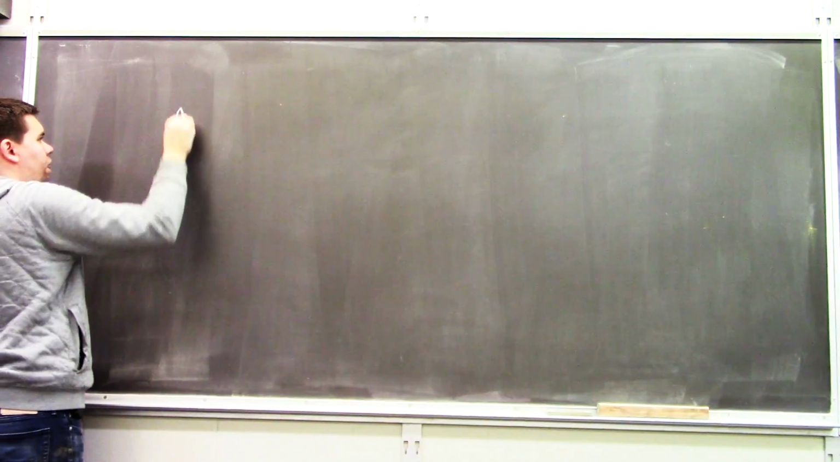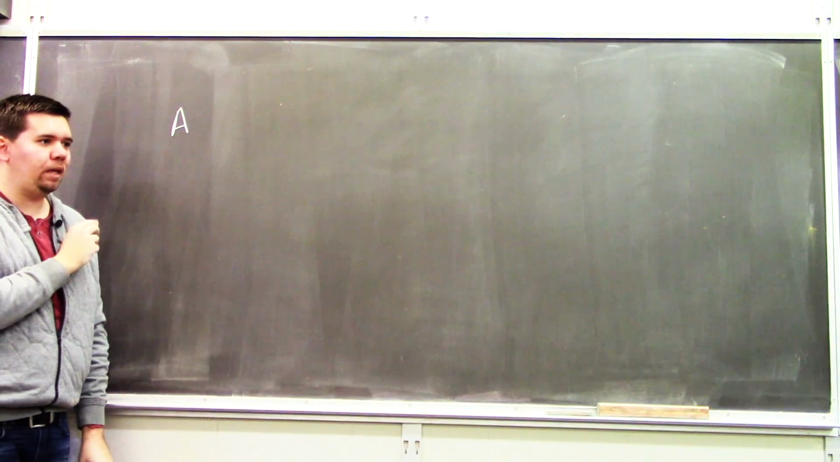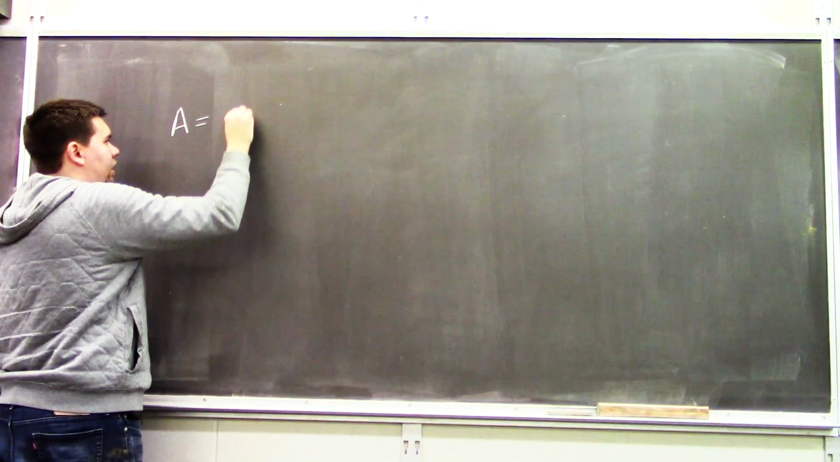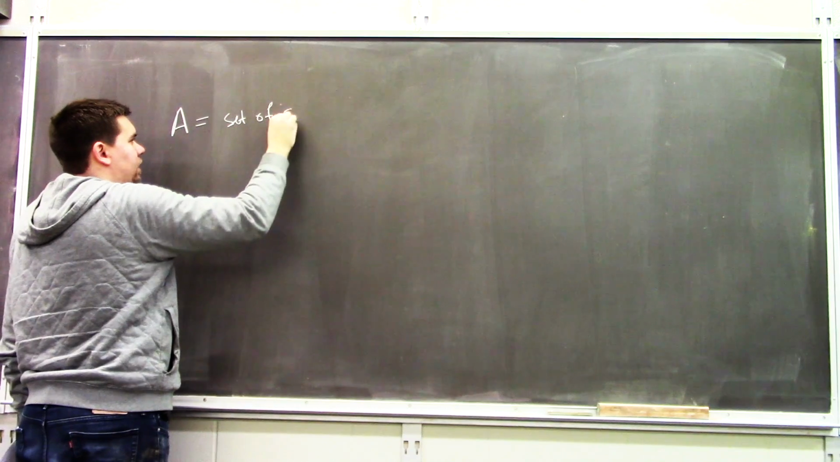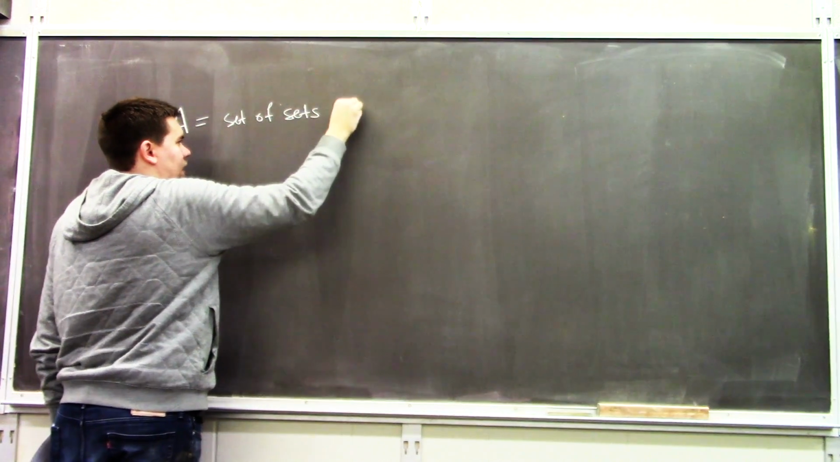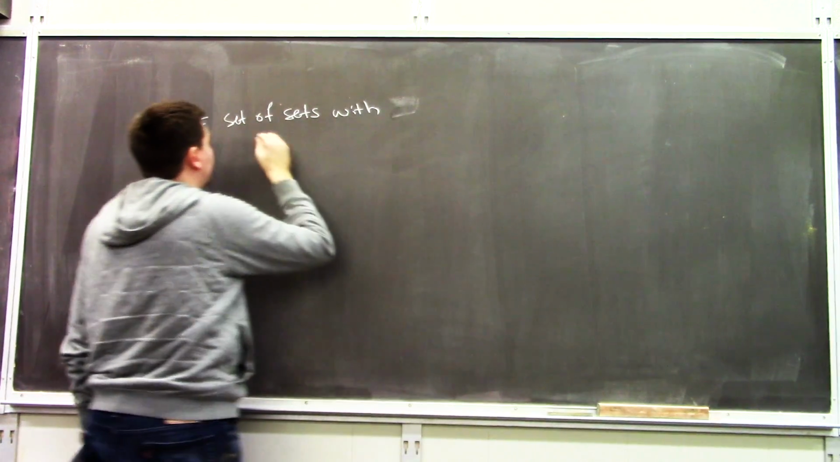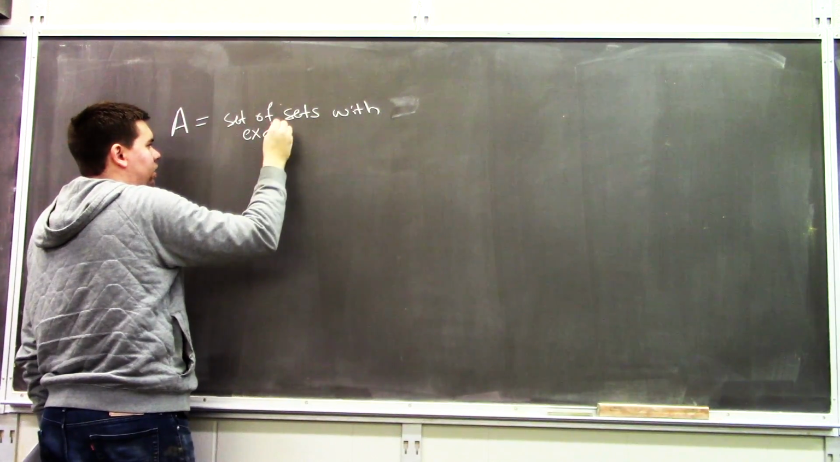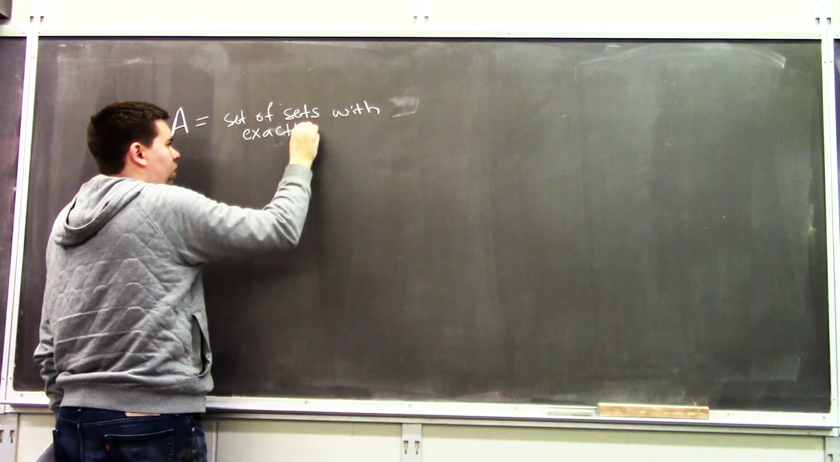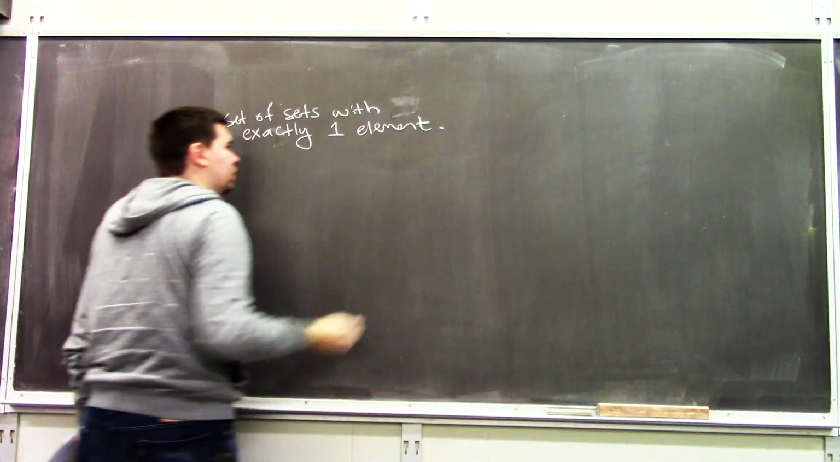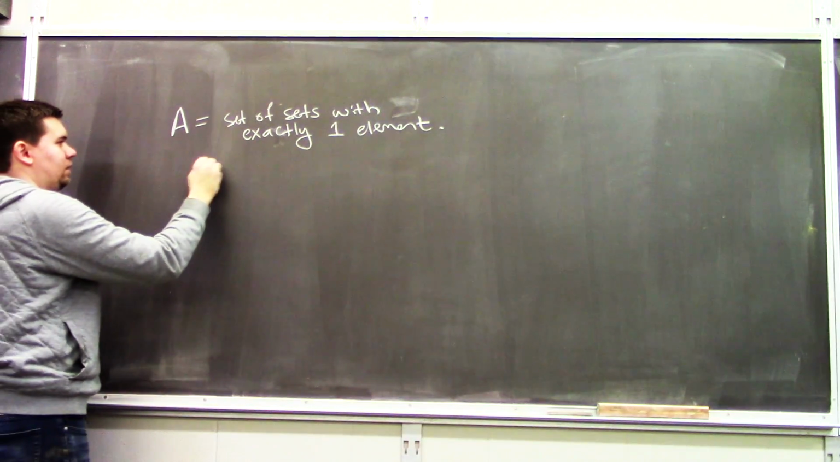And so to see how this works, I want us to think about the set A. And what A will be is going to be a set of sets. I'm going to say A is the set of sets with exactly one element. So what kind of stuff is inside of A?